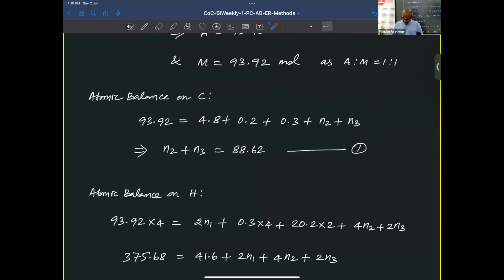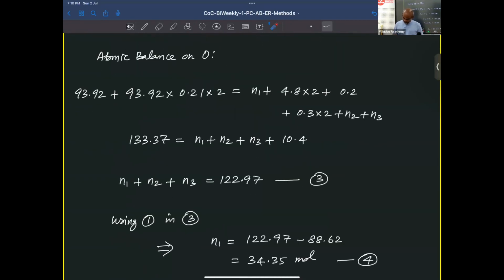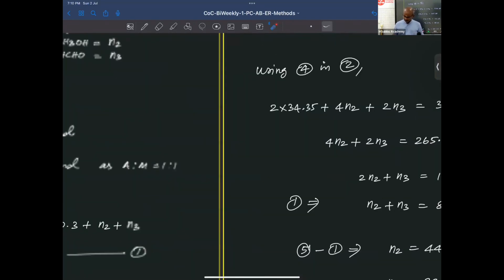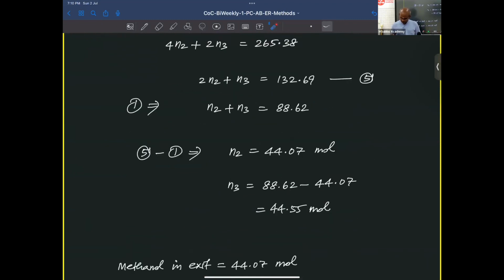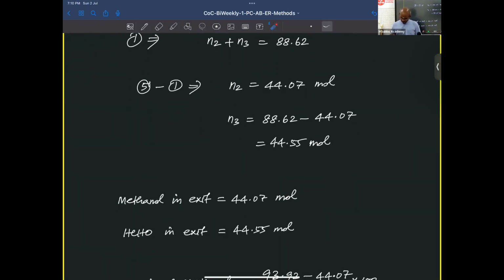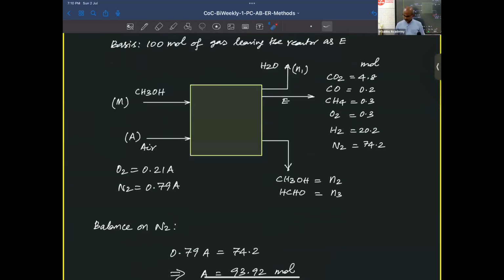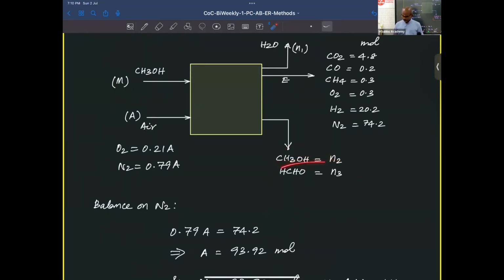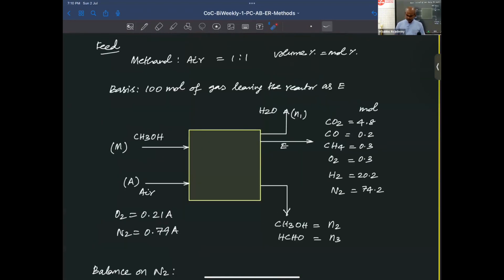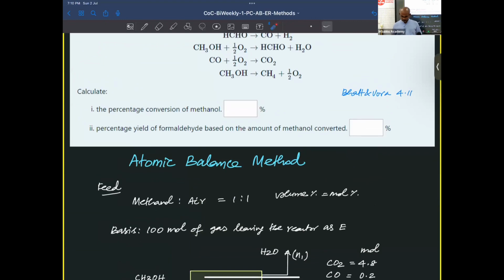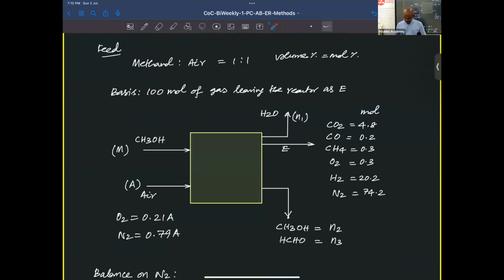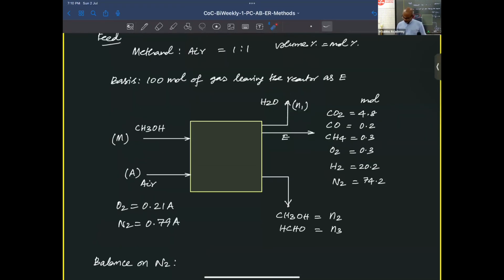Let us check that. You can do this yourself, and I could get the value of N2 and N3. N2 and N3 are nothing but the methanol in the exit and the formaldehyde in the product. So formaldehyde, methanol, everything is available. What is needed is the percentage conversion of methanol. Methanol in the feed is already known, and methanol in the product we just got.